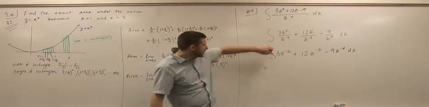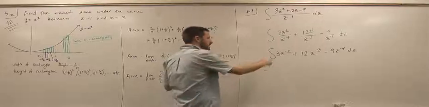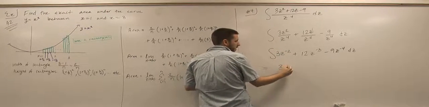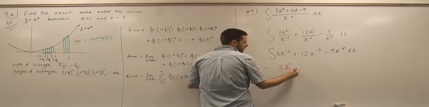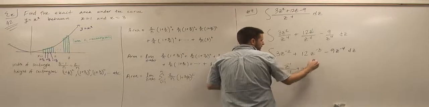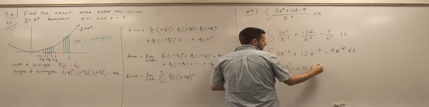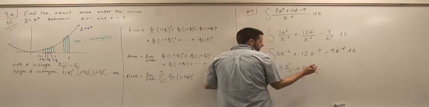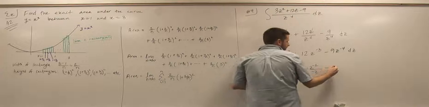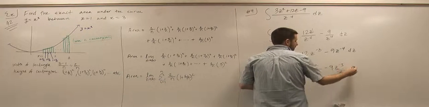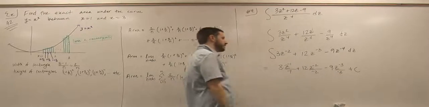And then each one of these, let the constant multiple come down, and then do your power rule. So add 1 to the power. Negative 2 plus 1 is negative 1, and divide by the result. 12z, add 1 to the power, negative 2, right? Negative 3 plus 1 is negative 2, then divide by the result. Minus 9z to the negative 3 divided by negative 3, plus C.